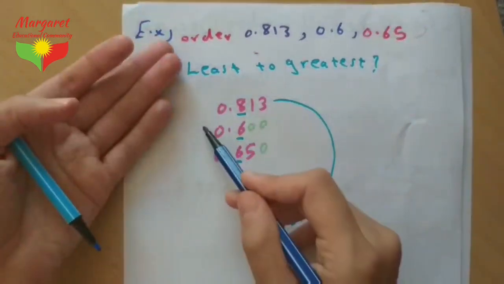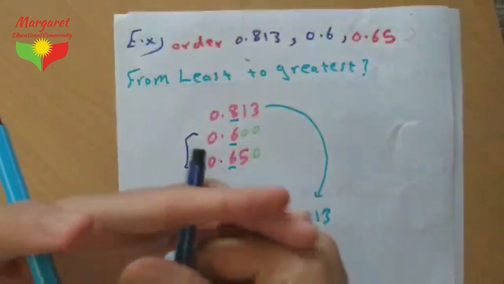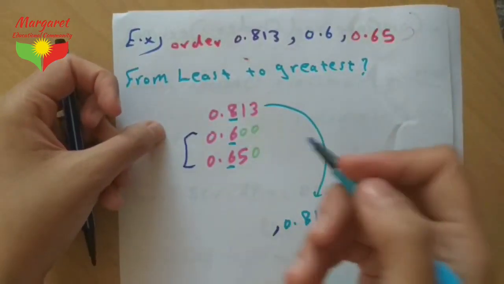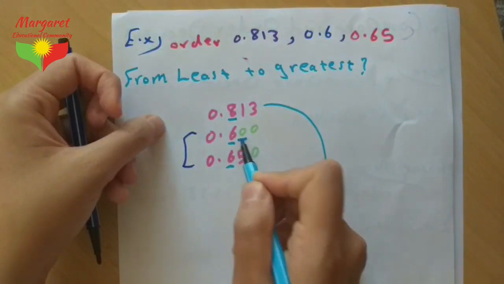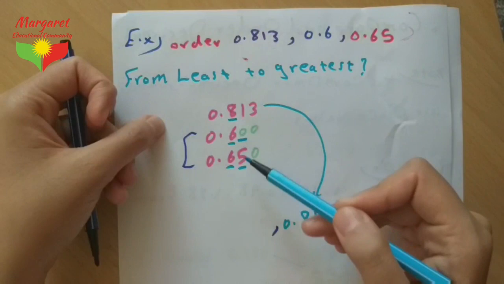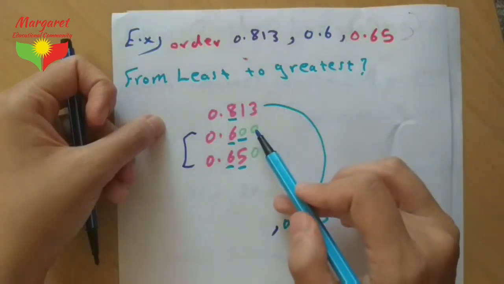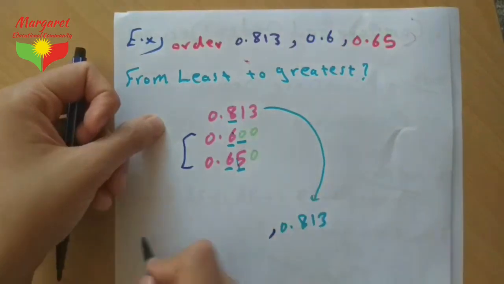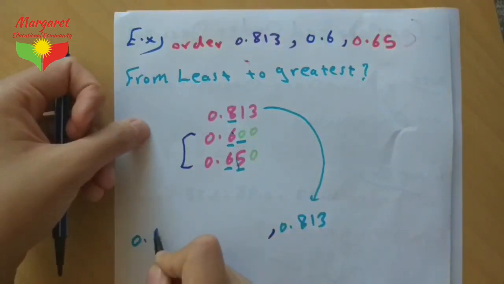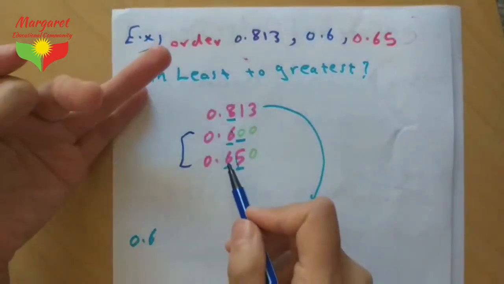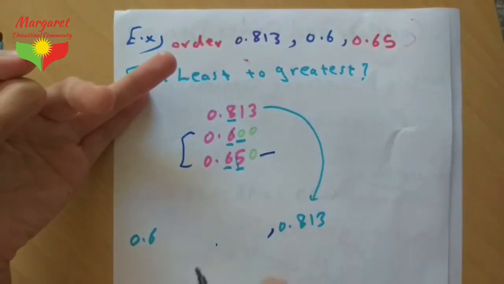Six, you must go to next number. We have number 5, number 6. Which number is the least number? The smaller one is 0.5 or 0.6.